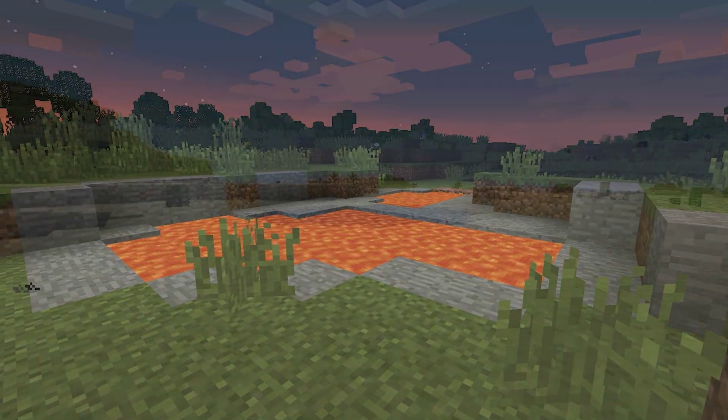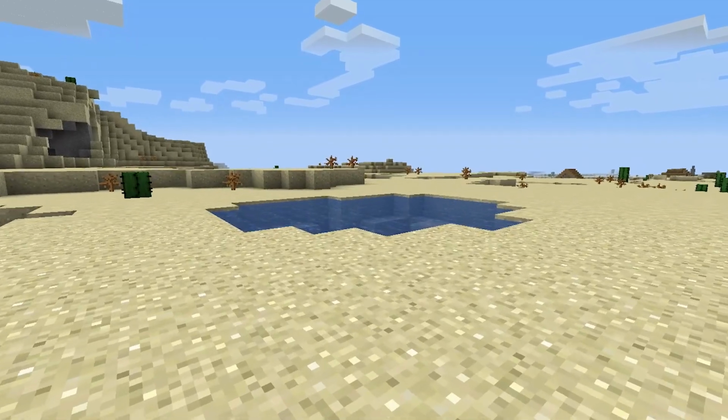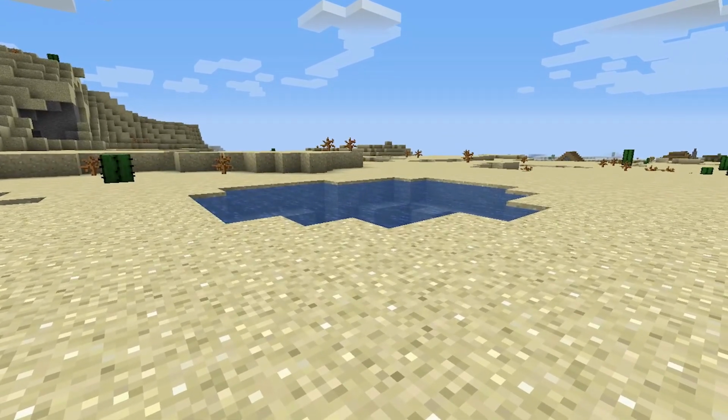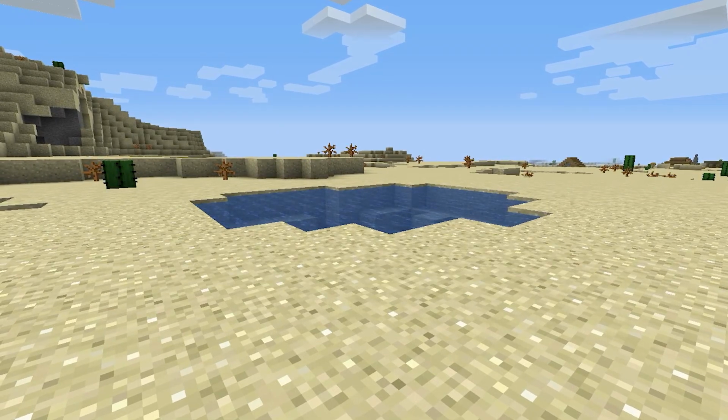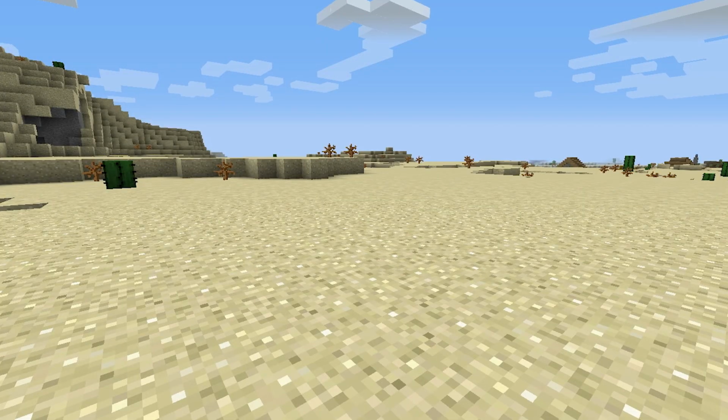to that. If you happen to be in a desert, good news. A generation change in release 1.6.1 on July 1st, 2013 removed all water lakes from deserts, so if you happen to find one, you have a chunk that is at least that old.